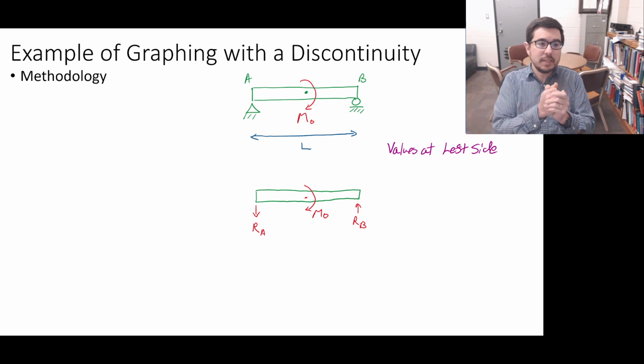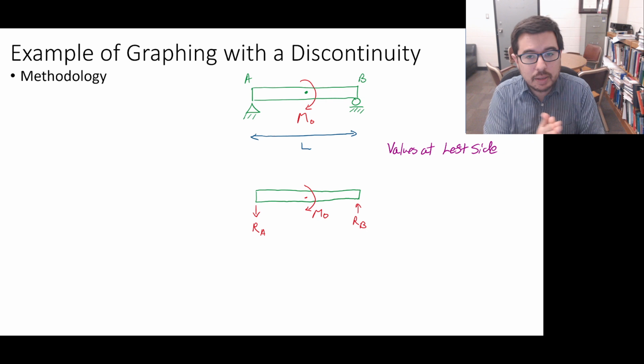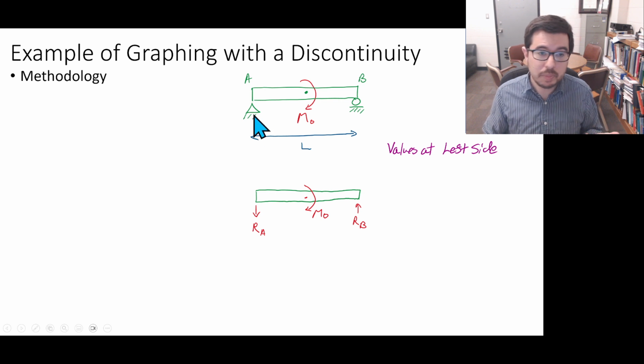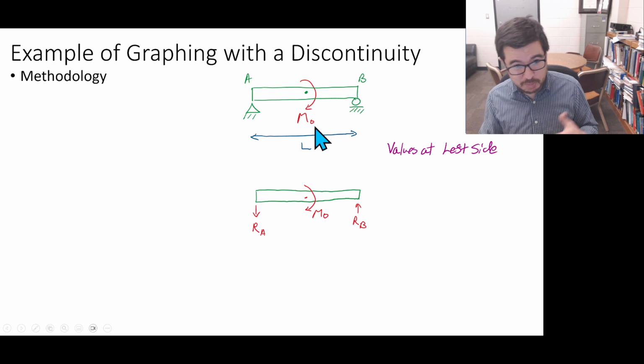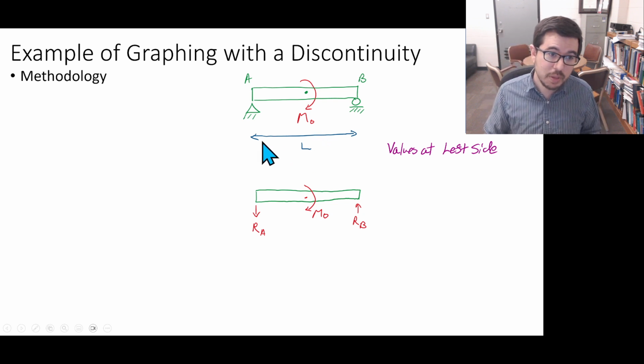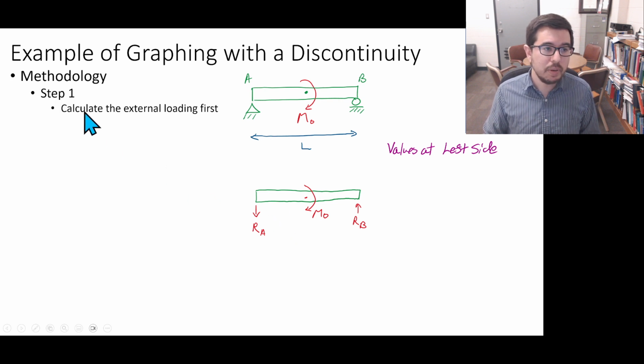Well, let's do an example. Here, what we have is a beam which is simply supported, meaning pin on this side, pin on that side. We'll call that A, we'll call that B. The applied bending moment, it's not M_app this time, it's designated as M_O, and this beam has some length L. So what's our first step? Our first step is to calculate the external loading, or to perform external equilibrium.